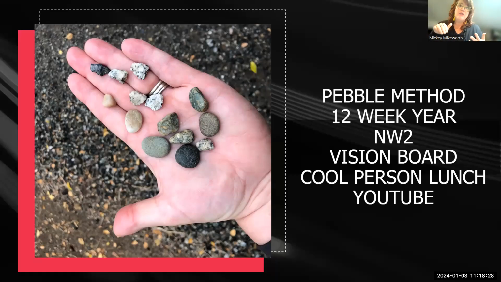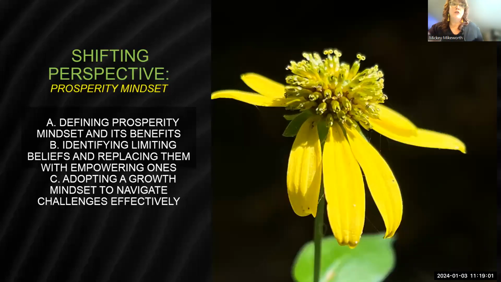Now, I'm going to glaze over this. These are the things that I give out to you in the community, ways that you can keep that fire going. This is the Pebble method that we have talked about. That's in the longer version. We also have groups of the 12-week year. You're in NW2. We have vision board classes. We have something called Cool Person Lunch. But your largest tool is YouTube. YouTube has a lot of efficiency models in it that you can look up and learn.